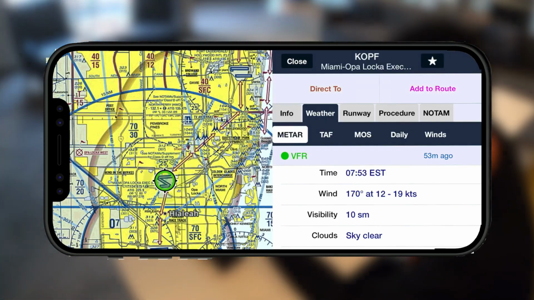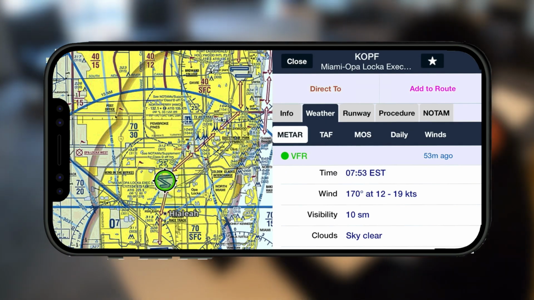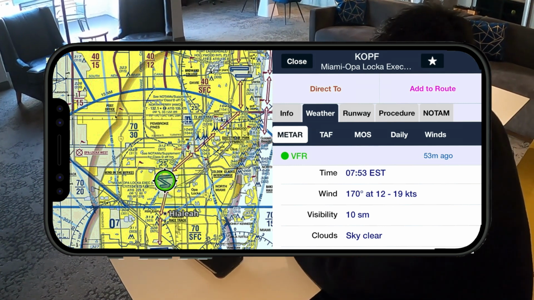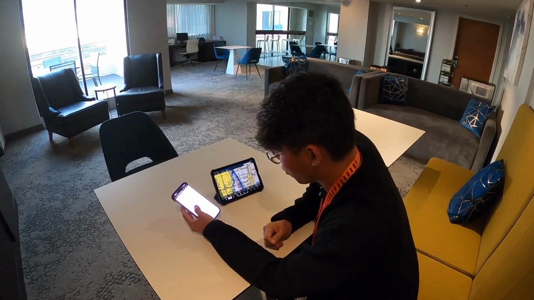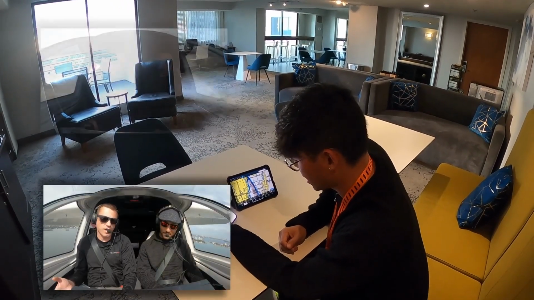So first things first, looking at the weather, the winds are 170 at 12 knots, visibility is 10, sky is clear. It's actually going to be decreasing in wind, and the visibility and clouds are going to be great all throughout the day. So schedule for today, we have 4 demos, one at 9 o'clock, one at 10 o'clock.